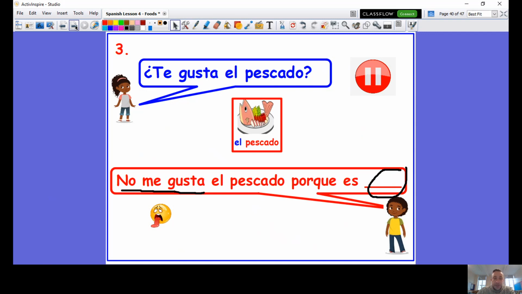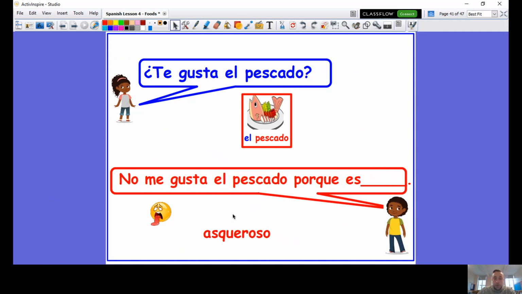Muy bien. Let's see what you chose. Oh, ¿te gusta el pescado? No me gusta. I don't like el pescado, fish. ¿Por qué es? Now, I think there's only one word we could really choose here, and that is asqueroso. Hands up if you put asqueroso. Well done. I don't think we can use soso. Remind me again, what does soso mean? That's right. It means tasteless.